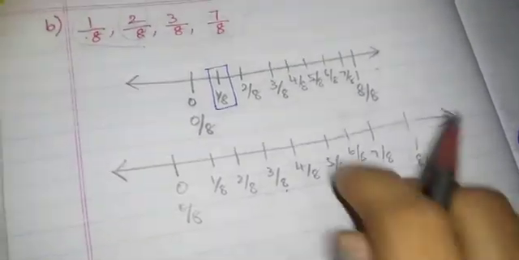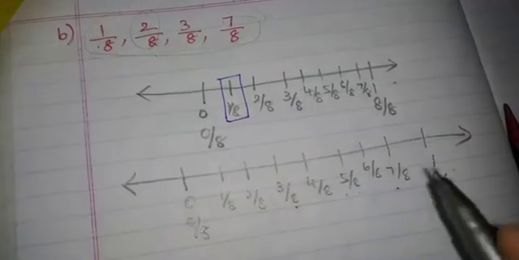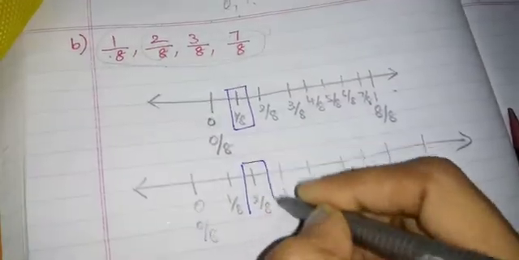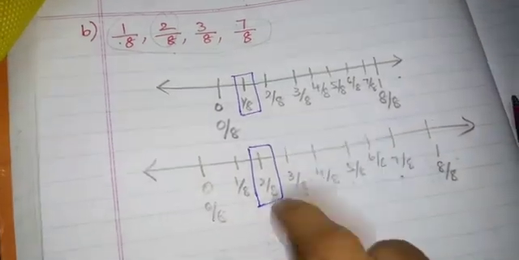Now what is the second value? 2 by 8. Where is the 2 by 8, children? It is here. Okay. 2 by 8 is here. 1 by 8 is here. 2 by 8 is here. Next 3 by 8. Again I am drawing a number line.